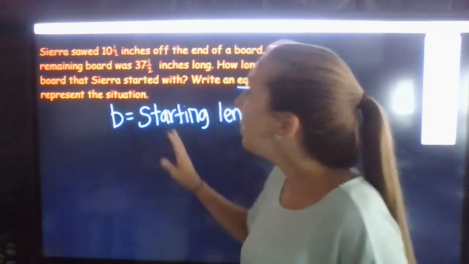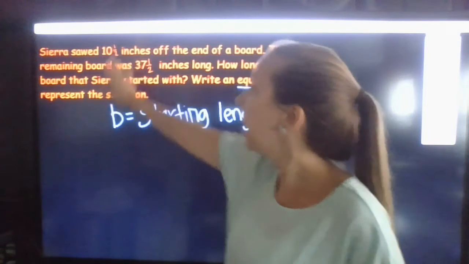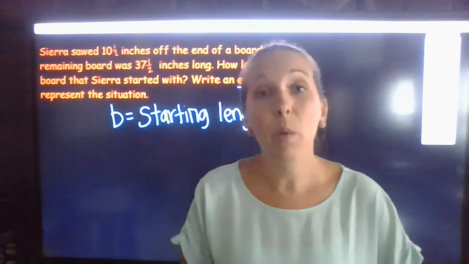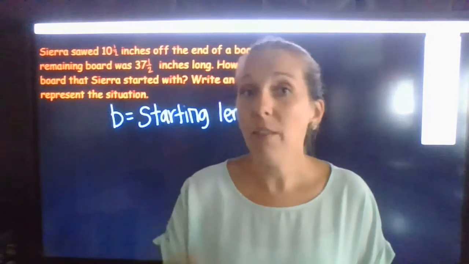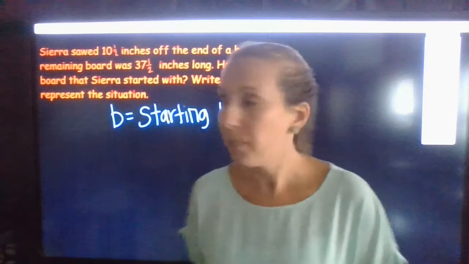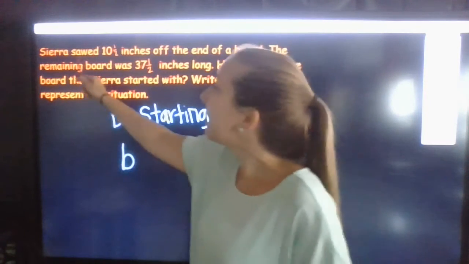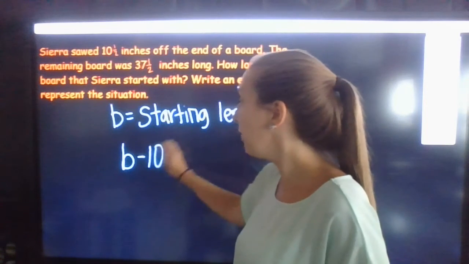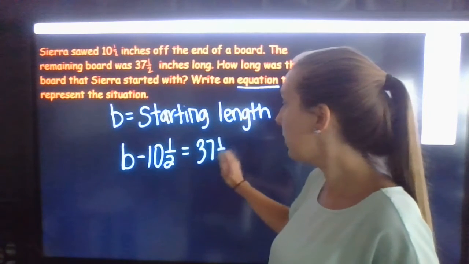Now, think about this. If I were in 5th grade, what I would do is I would take this 10.5 and this 37.5, and I would add those together because I want to figure out what it was before I cut the 10.5 off. So if I would solve it using addition, I'm going to write an equation using subtraction. So we're going to use B for the starting length of the board. So here's the starting length, and then we cut off 10.5. So we're going to subtract 10.5 to get 37.5 inches left.